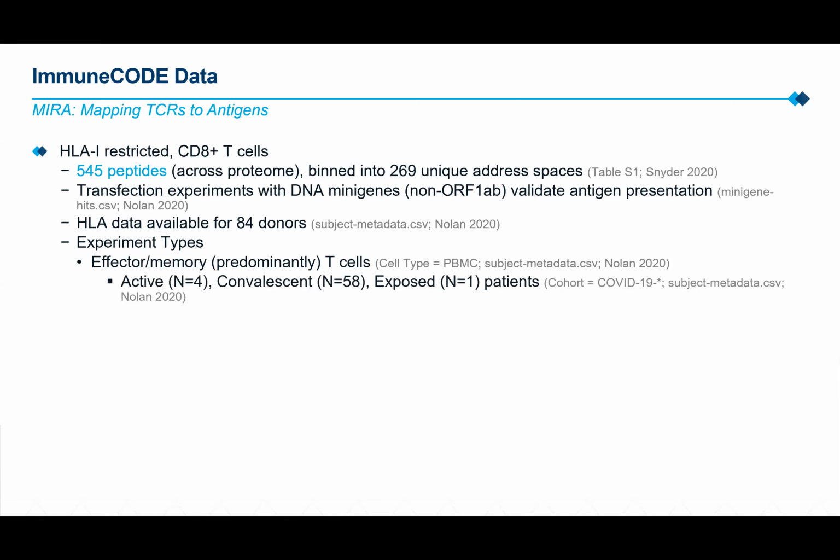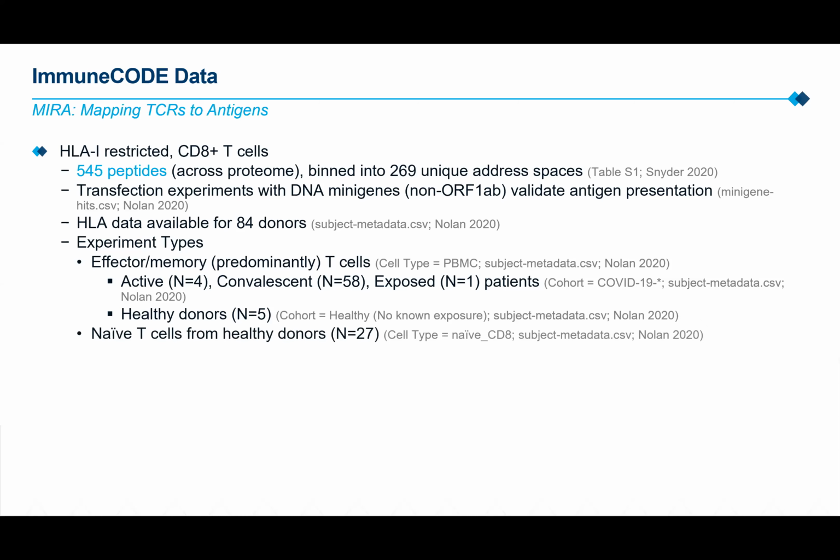Within that group, we have done MIRA experiments for 4 active infections, 58 convalescent patients, and currently 1 exposed uninfected patient. So most of the data that you'll pull out of that is actually from convalescent patients. Again, you can pull that from the metadata file. There's also currently 5 healthy donors that do not have any known exposure history, although of course if these are recently pulled samples, it's hard to know that for sure.